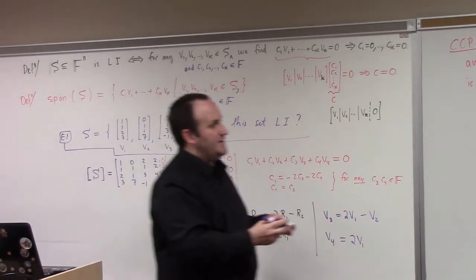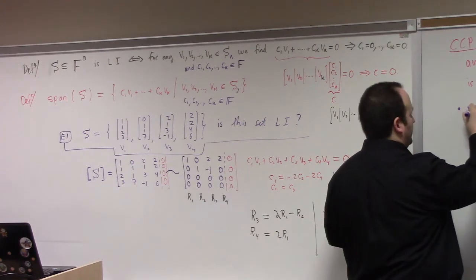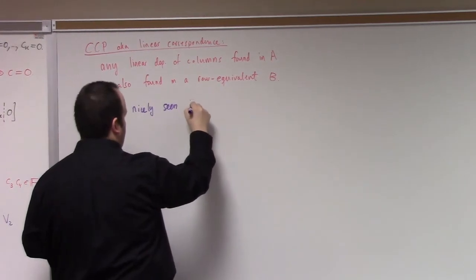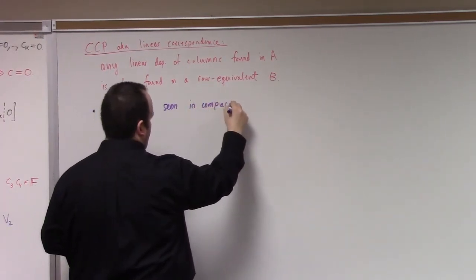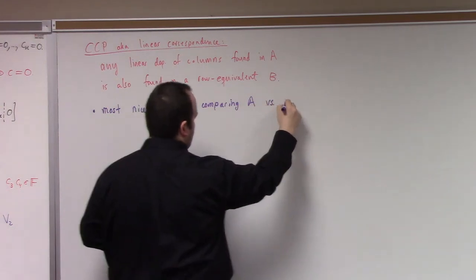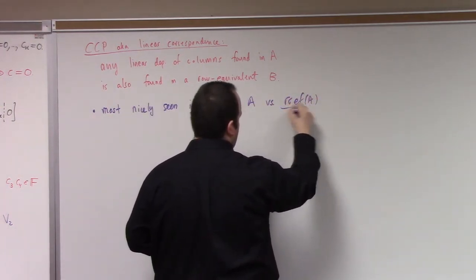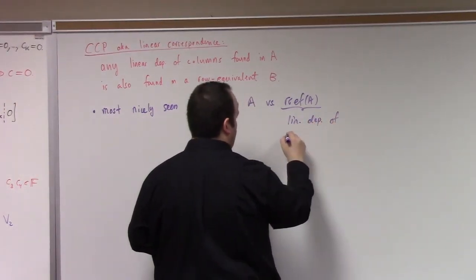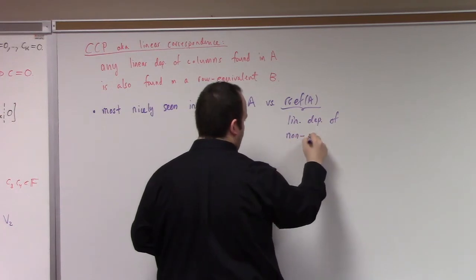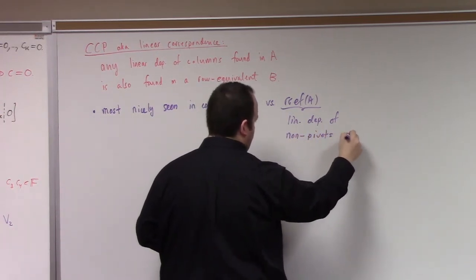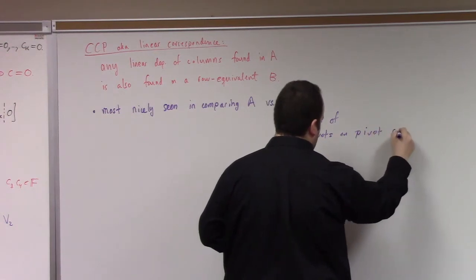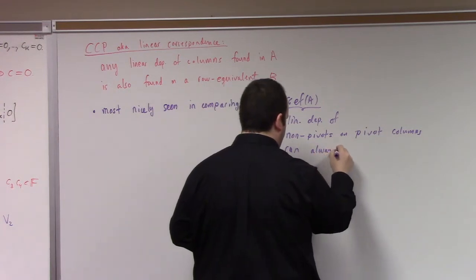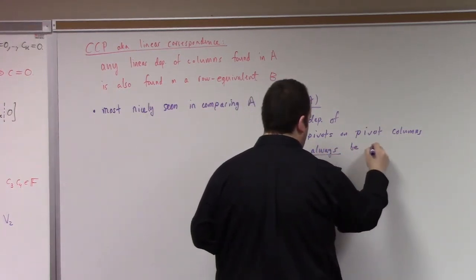So yeah, that's the column correspondence property, most nicely seen in comparing A versus the reduced row echelon form of A. Linear dependence of non-pivots on pivot columns can always be seen.